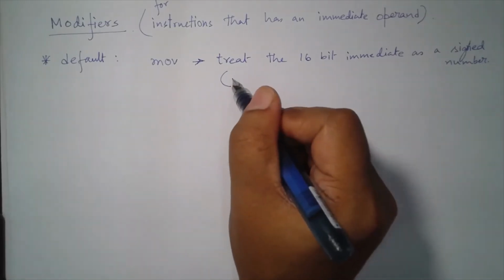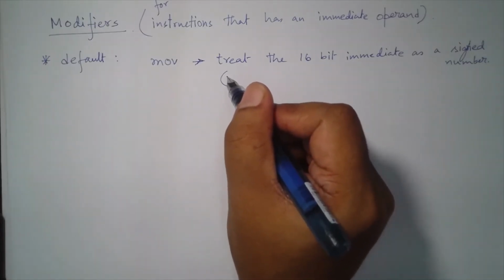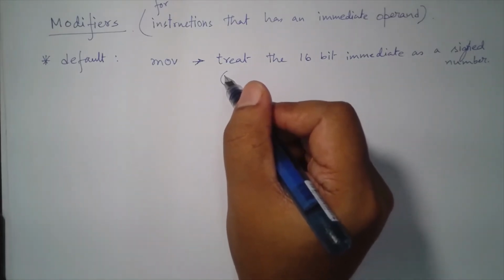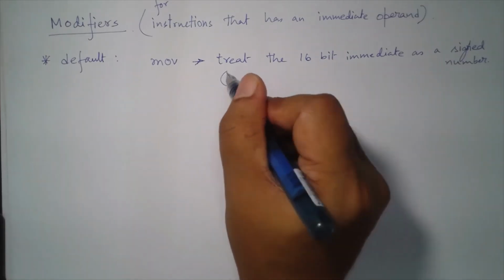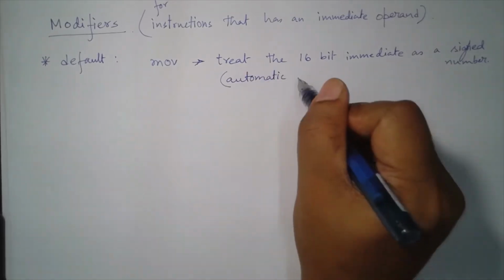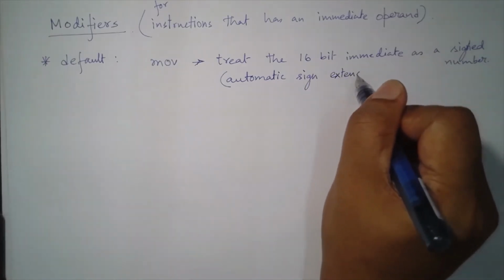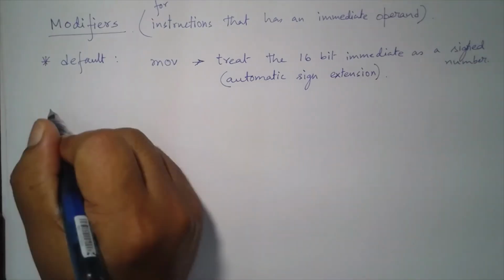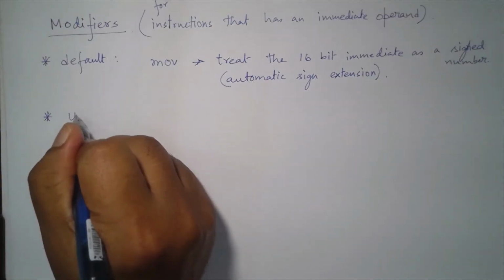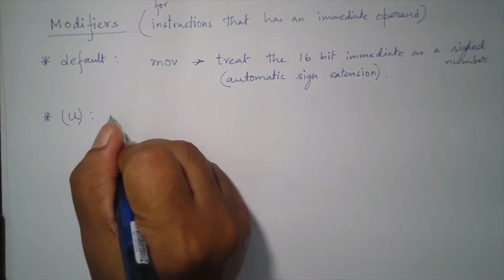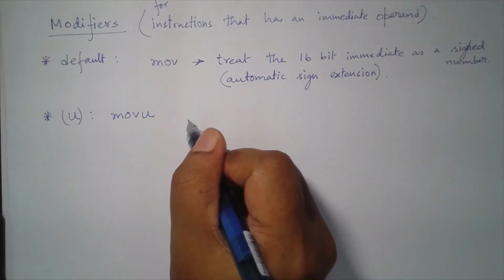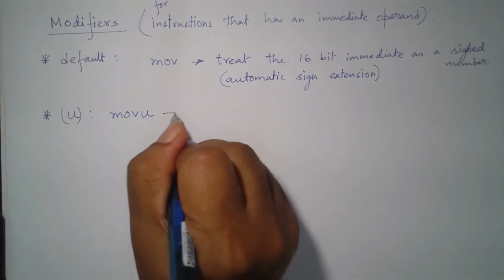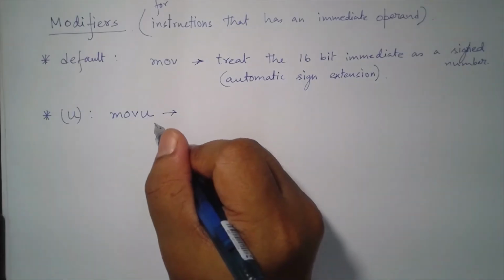If it is a positive number, the MSBs will be filled with zeros. If it is a negative number, then the two most significant bytes will be ones. So, automatic sign extension. Alright. Now, I can have a modifier which is denoted as U. So, U modifier. So, how will this be used? Basically you will see that MOVU, so with the move instruction there is a U attached to it. If this modifier is added, that means you have to treat the 16 bit immediate as an unsigned number. U stands for unsigned.